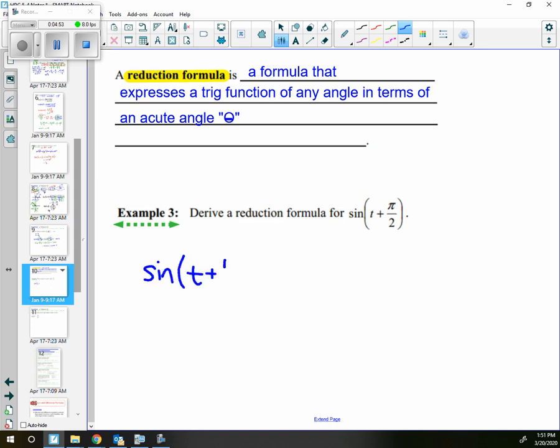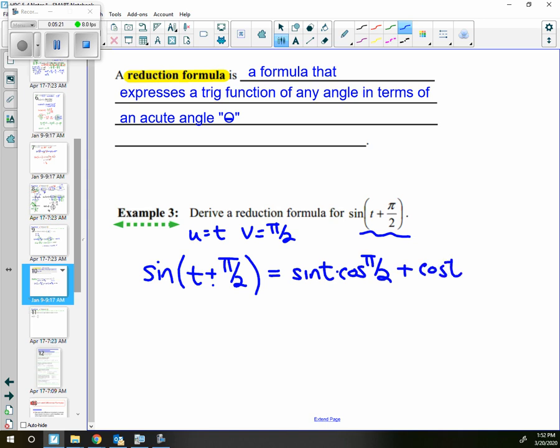But what you're going to find is instead of having this more complicated angle, you're going to have it in terms of just a single acute angle in quadrant one. So let's see what I mean by that. In this case, if it's a sum, the u is like your t, the v is like your pi over 2. We're going to write out the sum formula again for the sum of two angles. So sine of the first angle times cosine of the second angle. And if it's a sum in the sine formula, that means it's still going to be a sum. And then it would be cosine of the first angle t times sine of the second angle pi over 2.